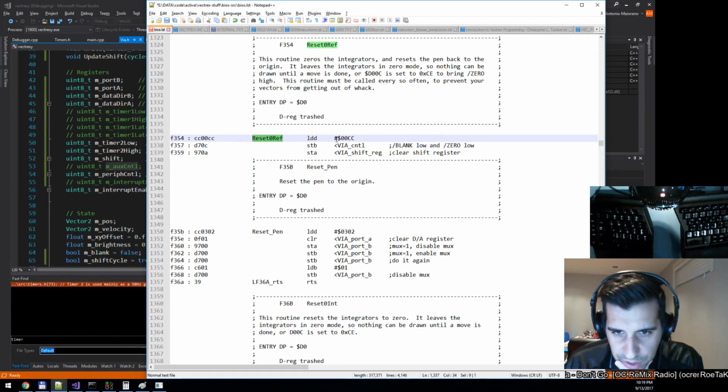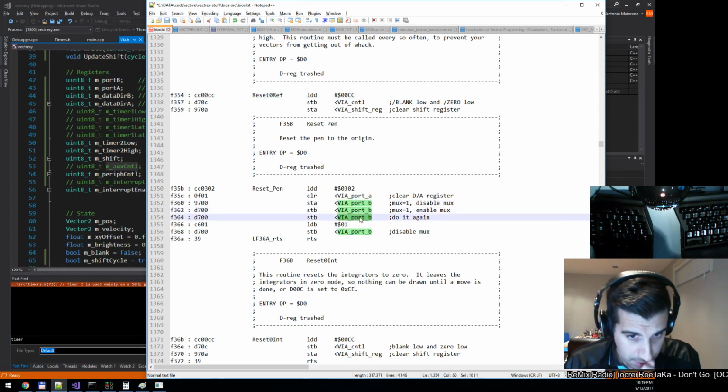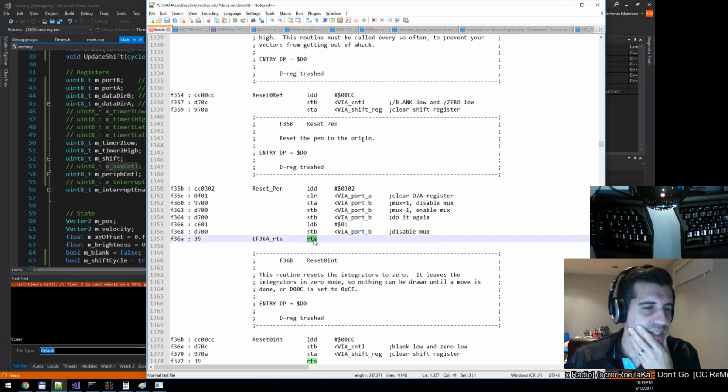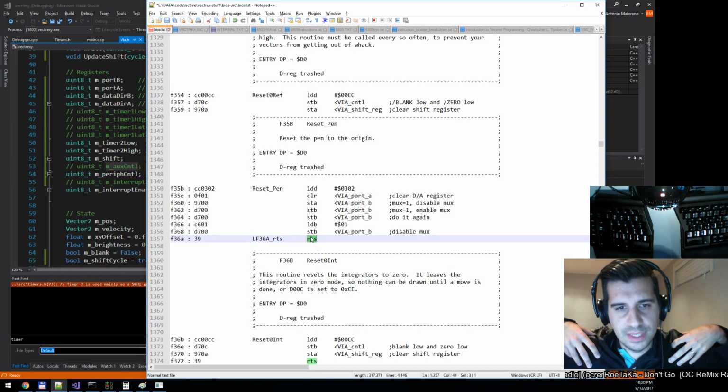So it's in here that I wanted to see. Yeah, it sets blank and 0 to low, clears a shift register, then it comes to reset pen, clears the DA register, stores that into the, disables the mux, stores that to B, into Y, into X, and then disables the mux again. But see, that does not touch the ramp, which is what I was hoping to see.